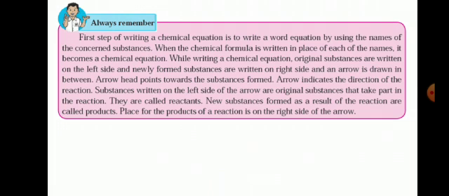Substances written on the left side of the arrow are original substances that take part in the reaction. They are called reactants. New substances formed as a result of reaction are called products. The place for products of the reaction is on the right side of the arrow.